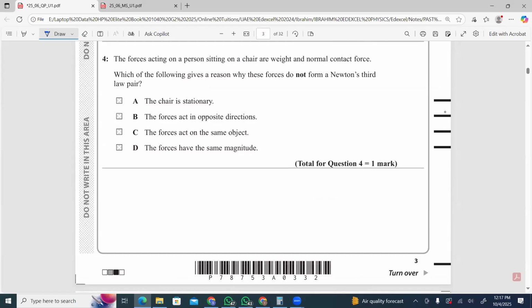The forces acting on a person sitting on a chair are weight and normal contact forces. Which of the following gives a reason why these forces do not form a Newton's third law of motion pair? So remember that in order to apply Newton's third law of motion, you need to remember these conditions. Conditions to apply Newton's third law: firstly, there must be two bodies.